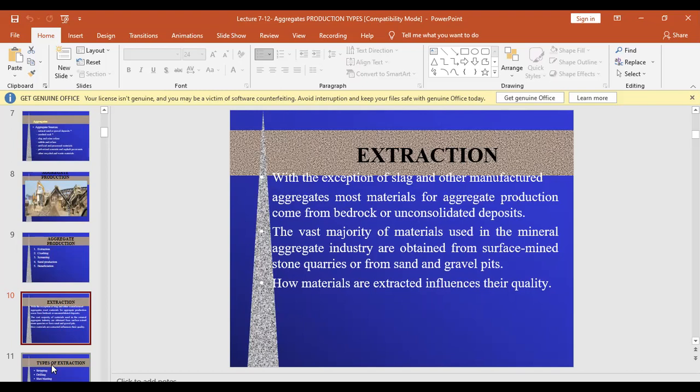And then there can be manufactured aggregates, but most materials for aggregate production, other than that, the bulk of the material is from the bedrock or unconsolidated deposit. Now, the vast majority of the materials used in mineral aggregates are obtained from surface mined stone quarries or from sand and gravel pits, and also from the river beds as well. And how materials are extracted influences their quality.